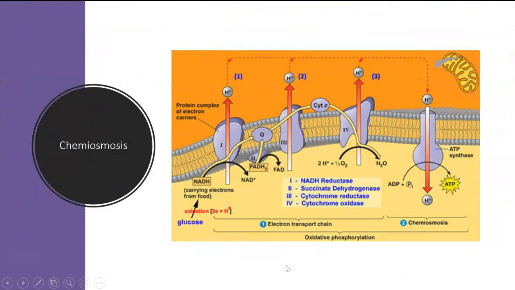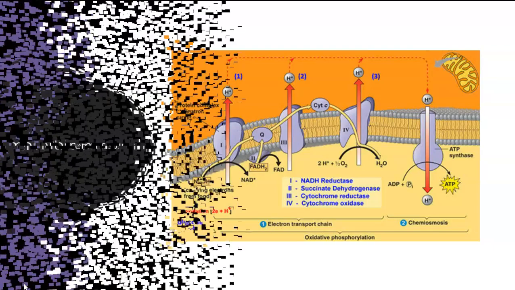Sorry, let me go back to that one. This is showing you full oxidative phosphorylation, but it's showing you how the electron transport chain is the first part of that, and chemiosmosis is the second part, but the whole process is oxidative phosphorylation.